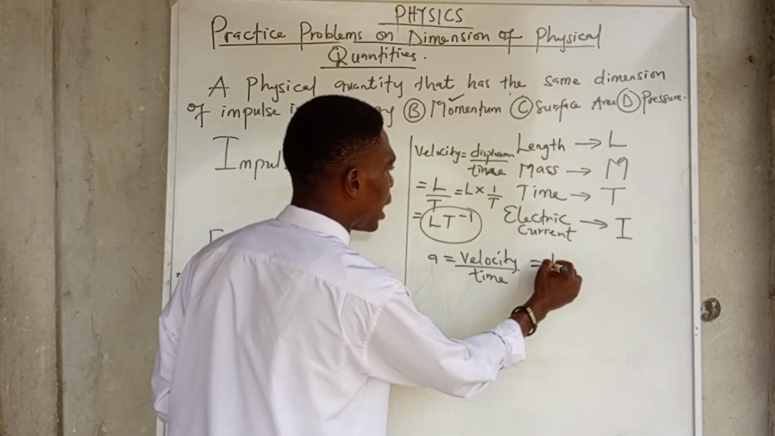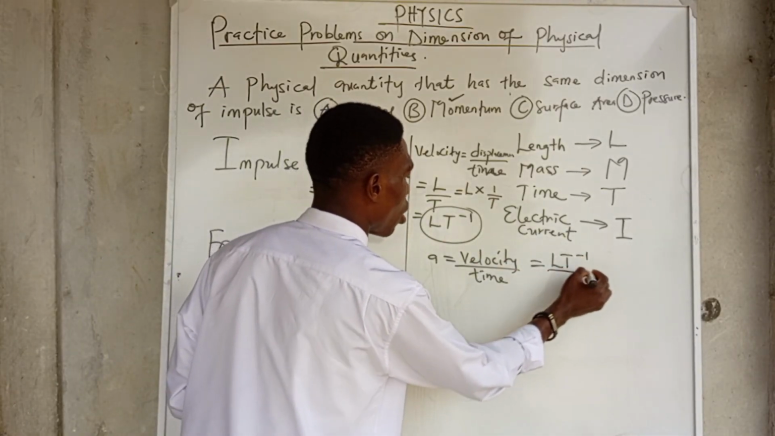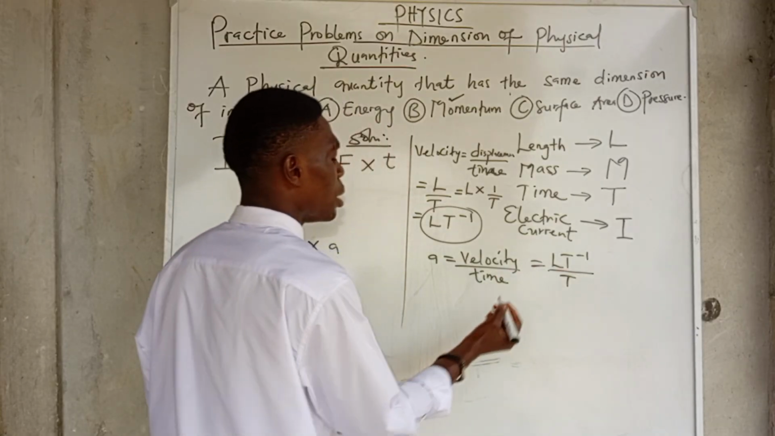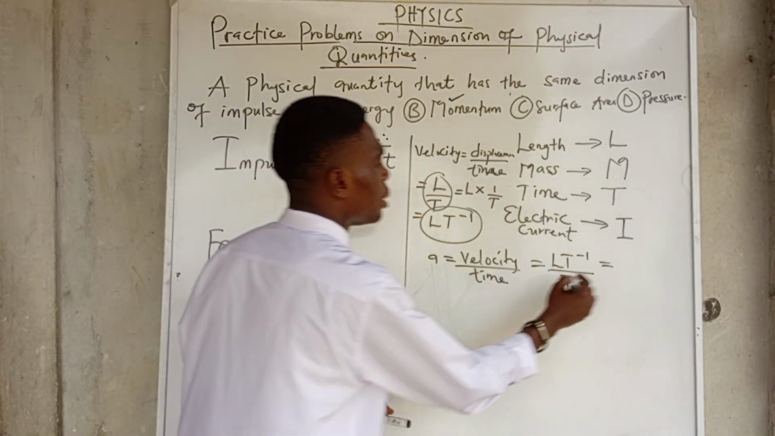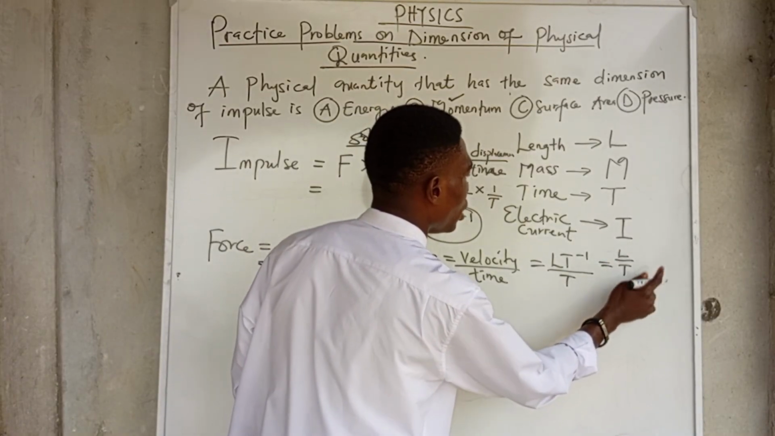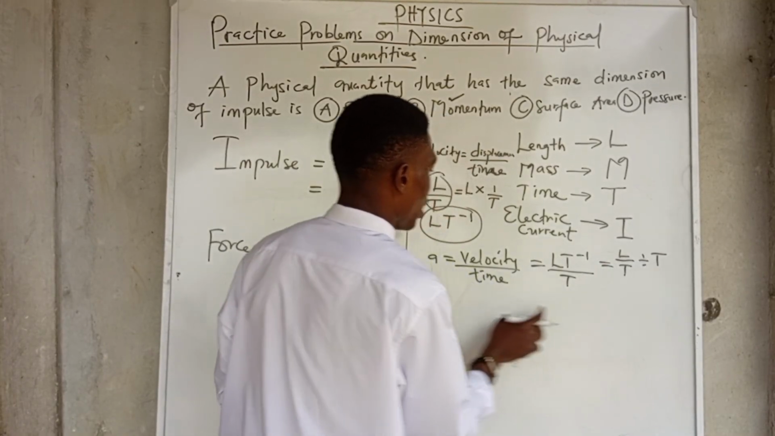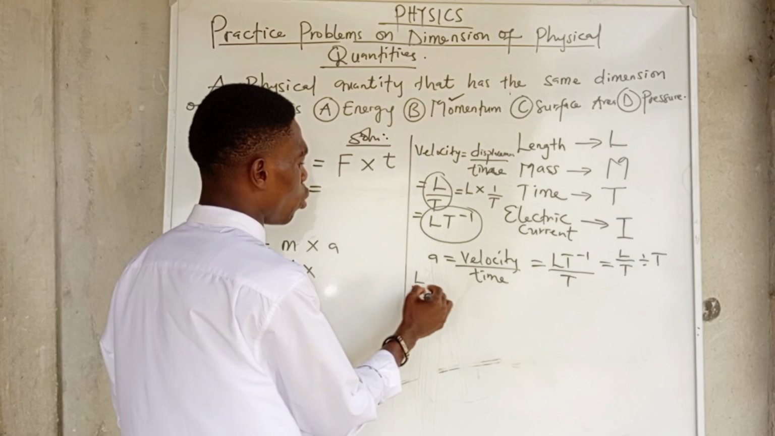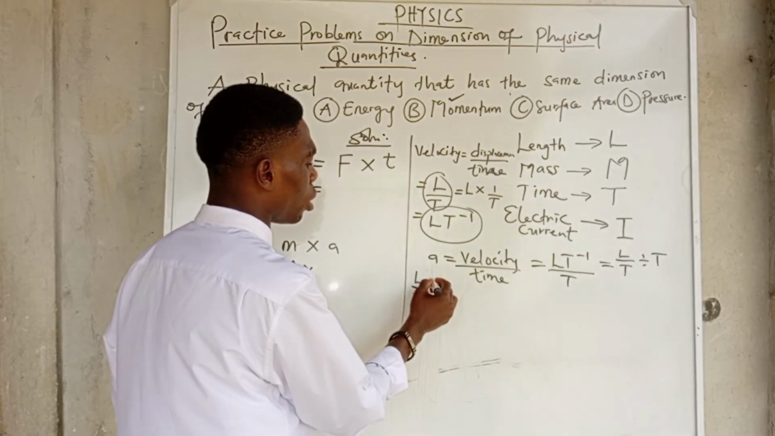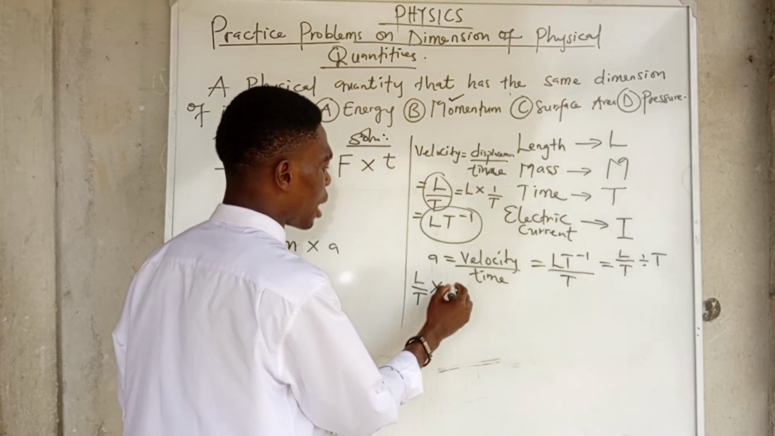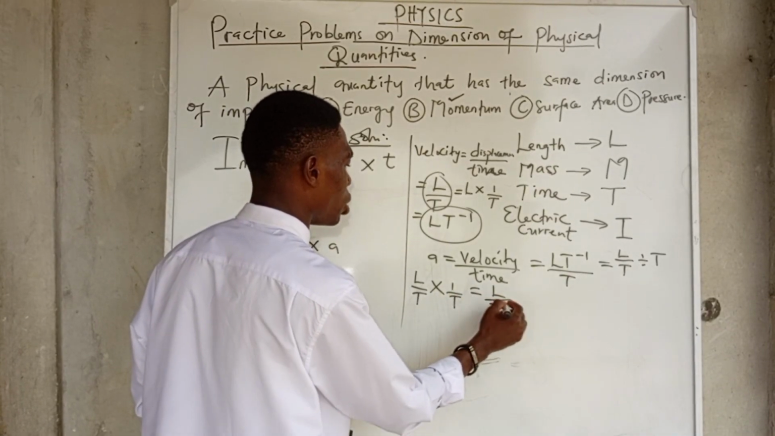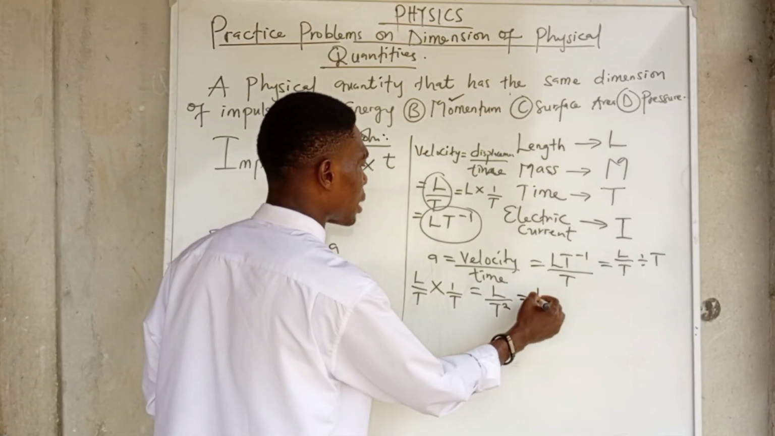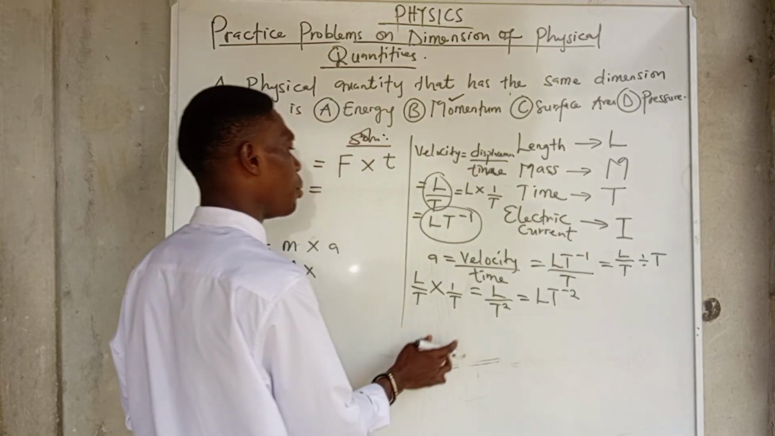Instead of velocity, I'll put L T to the power minus 1, all over time, which is T. Now, how did we get this T to the power minus 1? We got it from L over T. So I write L over T, then divided by T. And that will boil down to give me L over T, then this division becomes multiplication by the reciprocal of time, 1 over T. L times 1 gives you L. T times T gives you T squared. To bring this up, I'll write L T to the power minus 2. That's the dimension of acceleration.